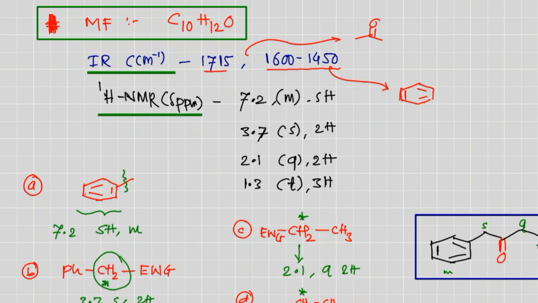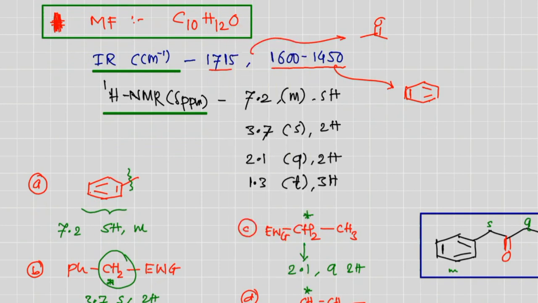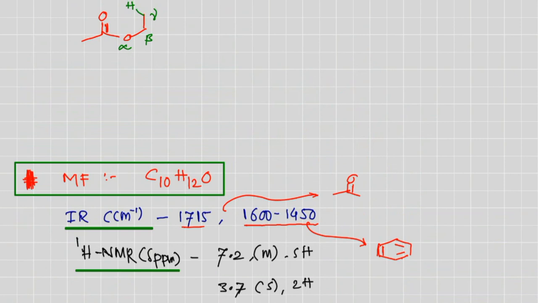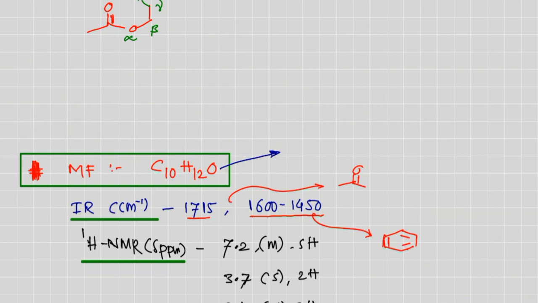C10H12O. Remember, when one oxygen is given to you, it indicates that this will be either an aldehyde, a ketone, an alcohol, or an ether, not an ester, not a carboxylic acid, etc. Okay, fine. So IR is given 1715, and the second signal is at 1600 to 1450. 1715 means a saturated carbonyl group. What about the 1450? This is due to sp2 hybridized carbon double bond stretching.